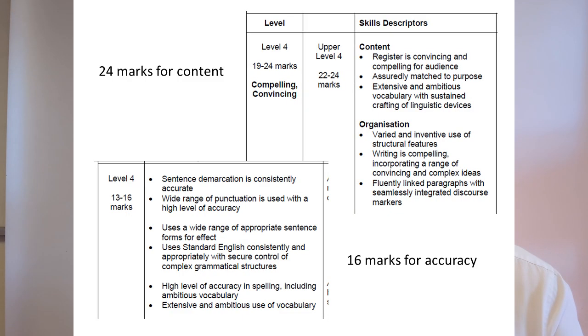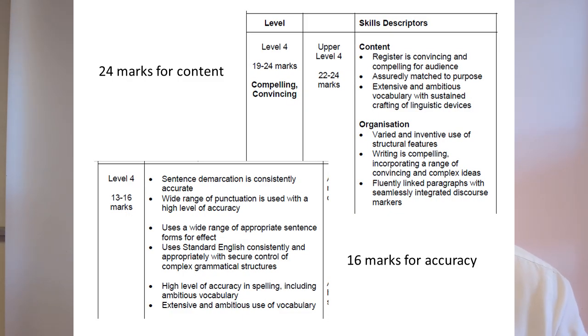Let's have a look at our mark scheme. I've said we've got 40 marks for this paper, so half the marks for the whole paper, 40 marks for this particular question, and it's broken down into 2 different sections: 24 marks for the actual content and ideas of the writing, and 16 marks for the accuracy of the writing. Here's how the mark scheme tells you how you get those marks.